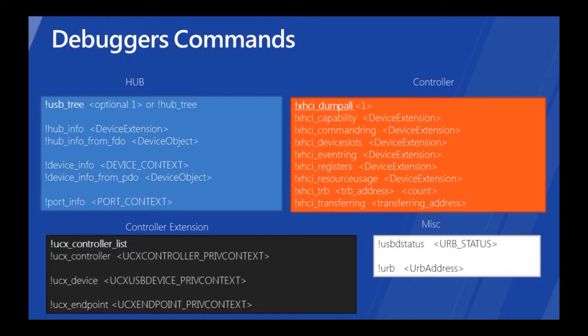In addition to these, we have a couple of utility commands, or what we call miscellaneous commands. Among them are !usbdstatus that lets you convert a status value into text, and !urb shows the information of a URB, so it can decode all the various functions and show all the information of the URB in a human readable form.